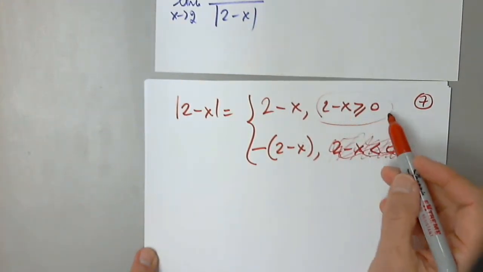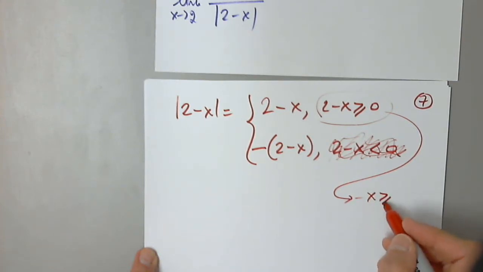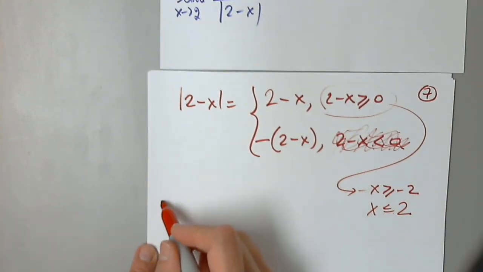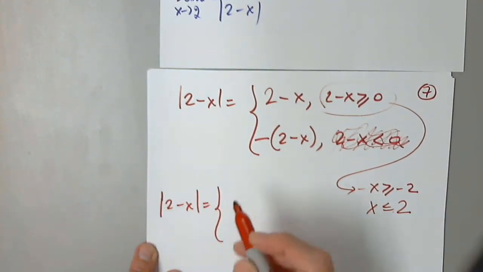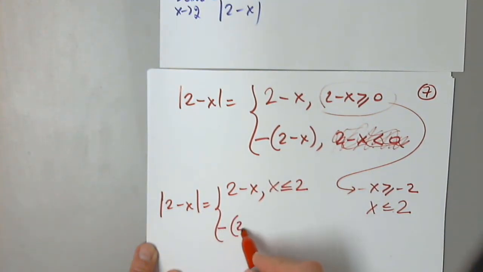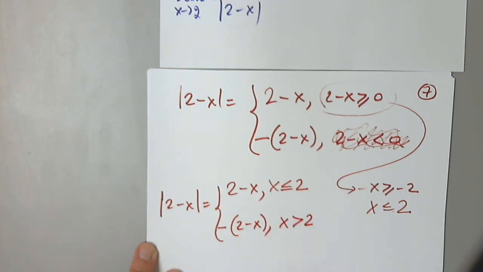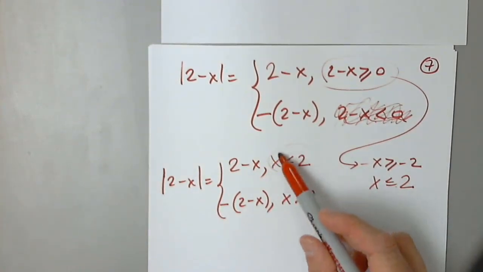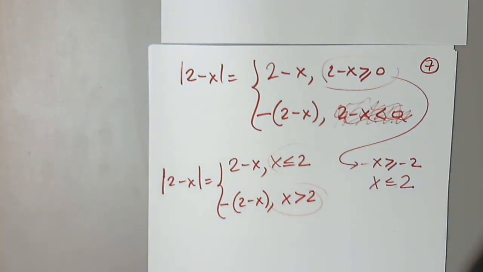So when I solve this inequality, this one, I get negative x greater or equal to negative 2, or x less than or equal to 2. So I continue. The absolute value of 2 minus x then is 2 minus x for x less than or equal to 2, or negative 2 minus x for x greater than 2. If this is less than or equal to 2, this must be the other side, which is greater than 2. Are we okay so far? Is that a yes? Mm-hmm.